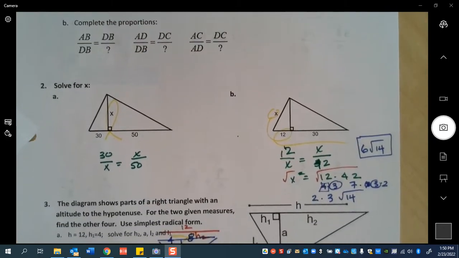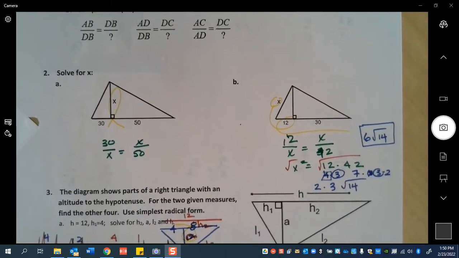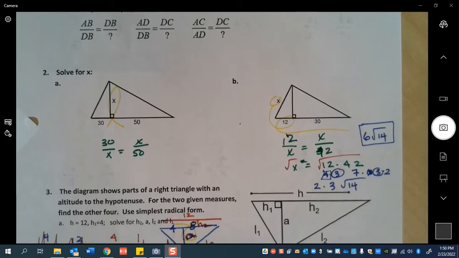All right, when we look at A and B, A was a loop-to-loop. Here's my altitude to the hypotenuse. My x is going to be the geometric mean of the 2 pieces. So x is the geometric mean, those are the 2 pieces. Hey, take a minute and look at B. It's wrong on your key.